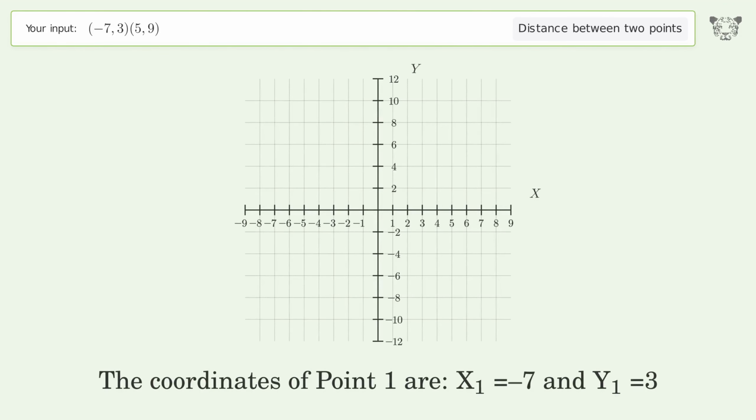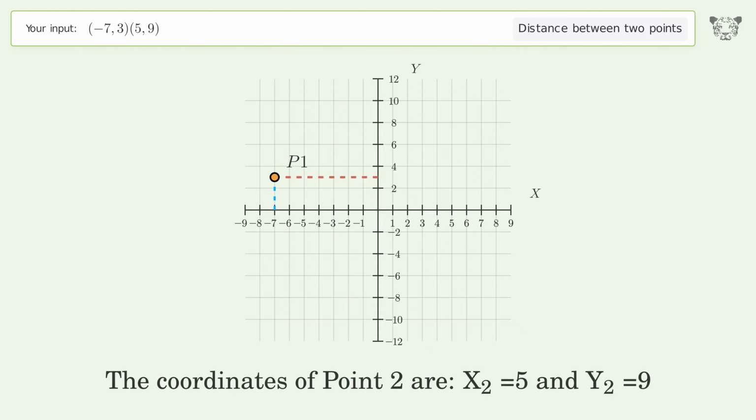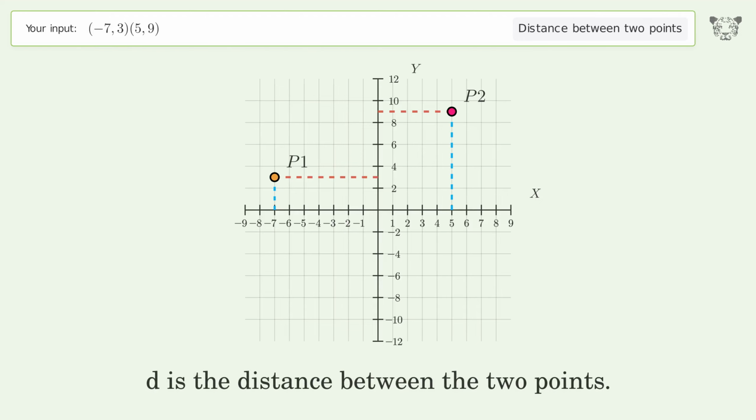The coordinates of point 1 are, x1 equals -7 and y1 equals 3. The coordinates of point 2 are, x2 equals 5 and y2 equals 9. D is the distance between the 2 points.